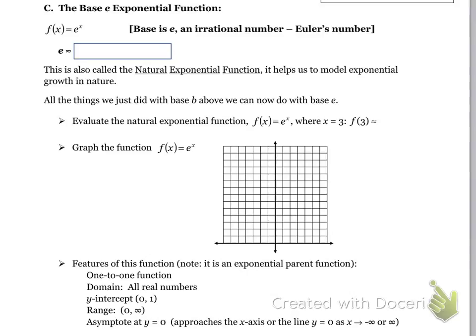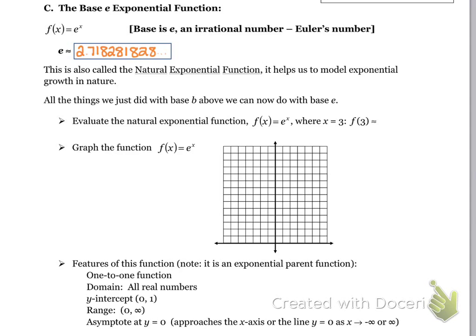It's very similar to pi, which is a popular number that continues and is irrational. e is 2.718281828, and like I said, it keeps going. This is also called the natural exponent function. It helps us model growth in nature.